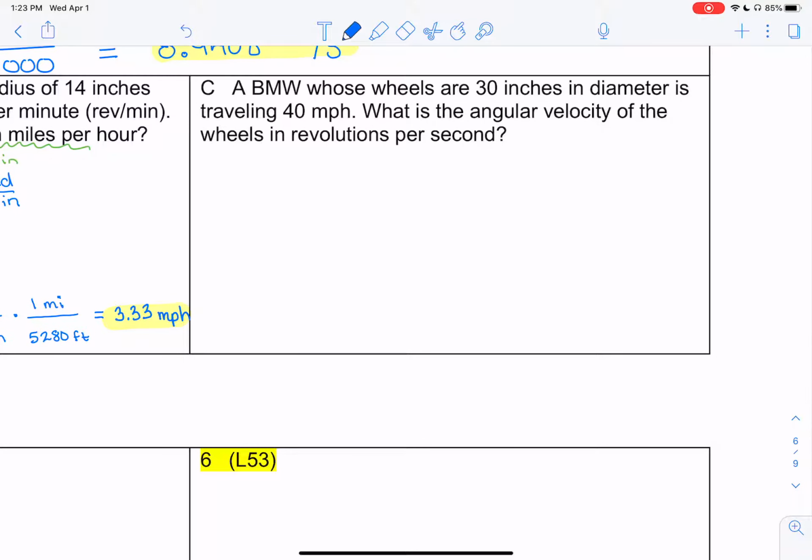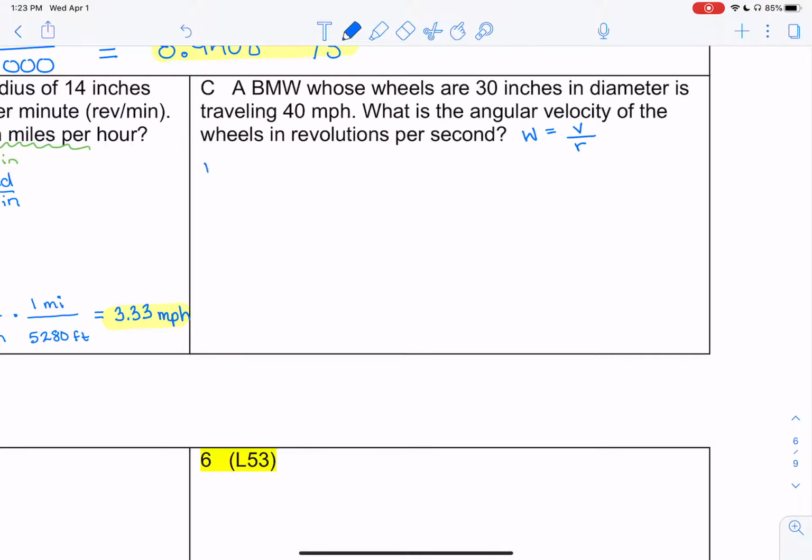Working with a BMW this time, it has wheels 30 inches in diameter, and it's traveling 40 miles per hour. I need to know the angular velocity of the wheels in revolutions per second. So we're almost working backwards from what the previous question was. Okay, so the first thing I'm going to do is just have a quick reminder that when we're looking for angular velocity, it is velocity divided by the radius.